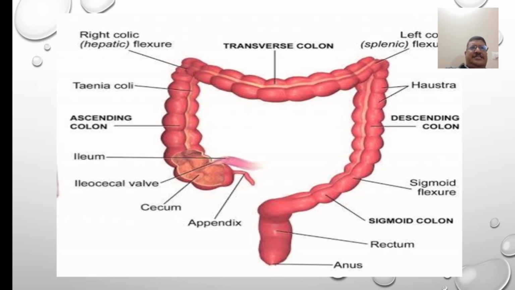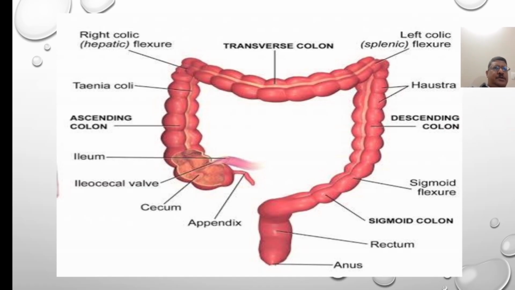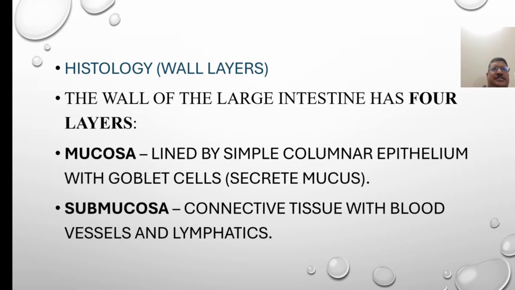large intestine. Right colic, that is hepatic flexure, transverse colon, left colic flexure, that is splenic, then haustra, descending colon, sigmoid flexure, sigmoid colon, rectum, anus, and starting we'll say that is appendix, cecum, ileocecal valve, ileum, and ascending colon and taenia coli. So this is the structure of the large intestine.